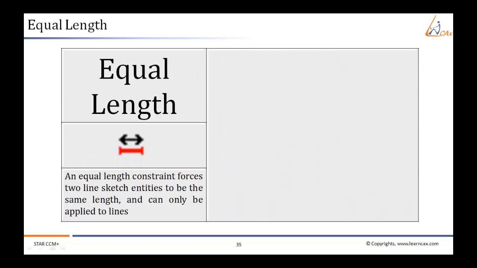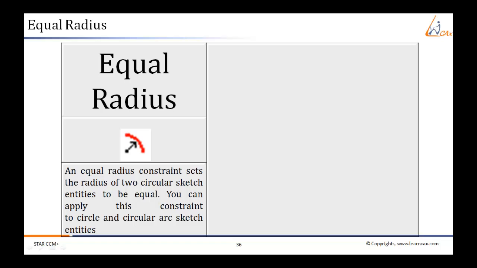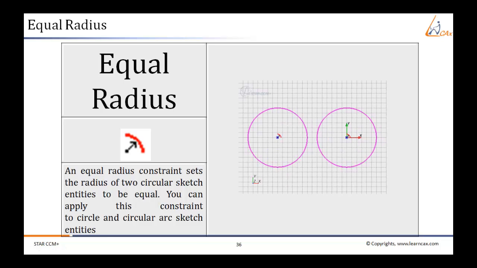The next constraint tool is equal length. This makes the length of two sketches the same. This constraint works only with lines. As shown in the figure, we have made the two sides of the triangle the same by using the equal length tool. The equal radius is another constraint tool which sets the radius of two circles to be the same. As shown in this figure, the two circles have the same radius.